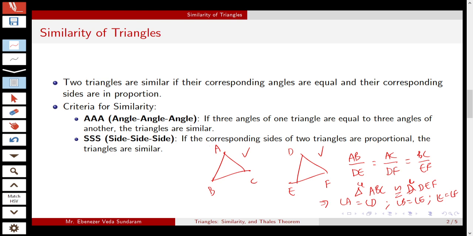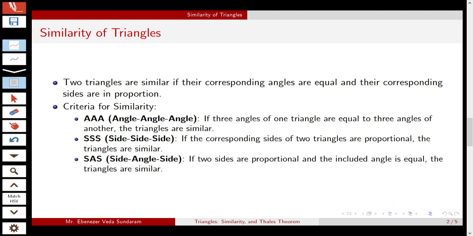Now let's also think of the other criterion, which is famously called the SAS criterion, side angle side criterion. If two sides are proportional and the included angle is equal, then the triangles are similar. So say for example I have a triangle, let's name this triangle DEF and this triangle LMN.